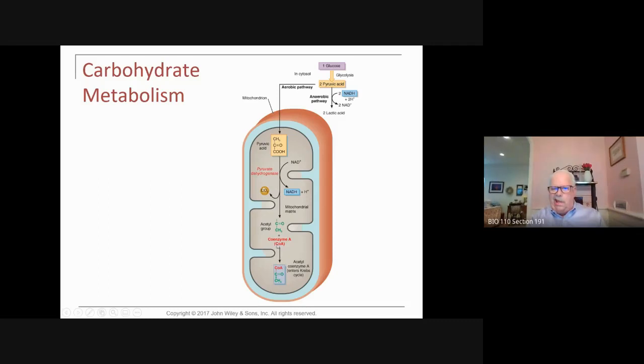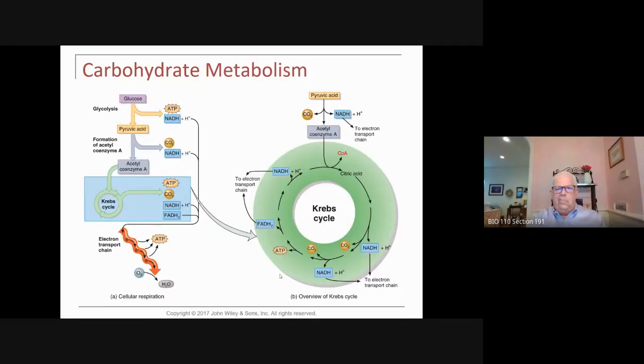This is a key molecule. Without this molecule, you cannot enter the Krebs cycle. Here it is. Glucose becomes pyruvic acid, and in the presence of oxygen, pyruvic acid becomes acetyl-CoA, and that is the molecule that gets you into the Krebs cycle.